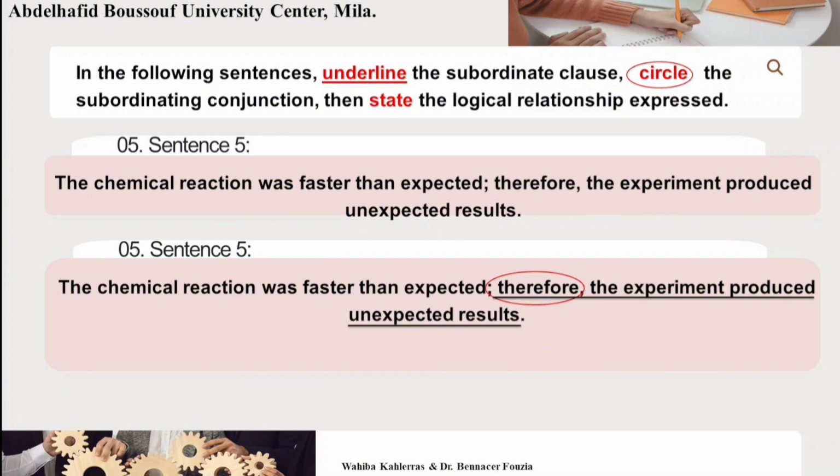Quick question here. Can we invert these two clauses? Can I start the sentence with "therefore the experiment produced unexpected results" and then "the chemical reaction was faster than expected"? No, I cannot, because this is a result or effect sentence. The clauses in effect sentences, we said, cannot be inverted, unlike condition and cause and purpose and concession with although, even though, and though.